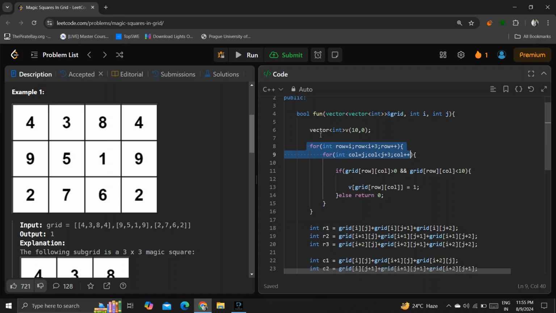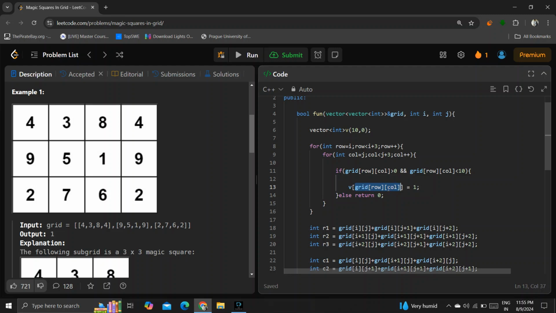Okay, and I have taken one vector v of size 10, and initially I have put all zeros in it. Why have I done this? Because we have to check all the distinct elements, right? So whenever we traverse through any element, if this condition is satisfied, then I will set that particular value v of grid equal to 1.